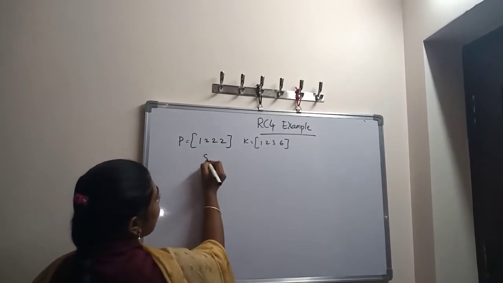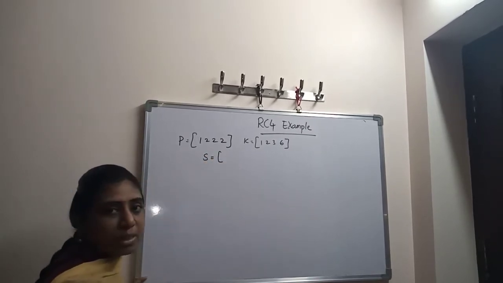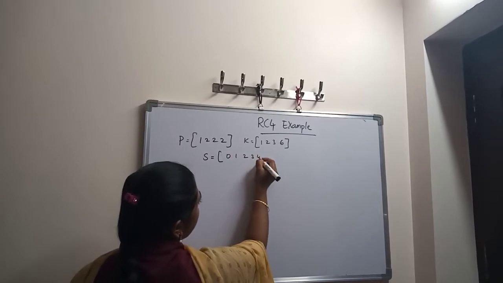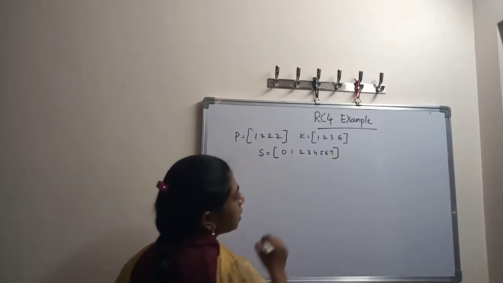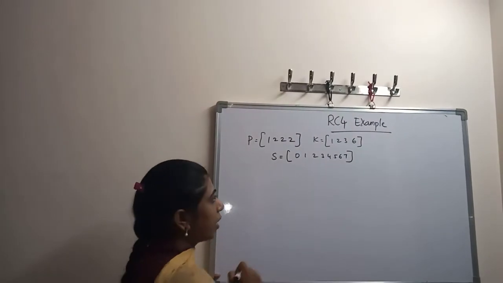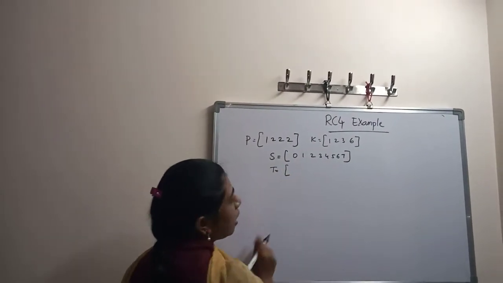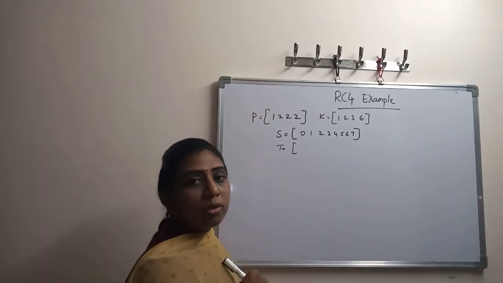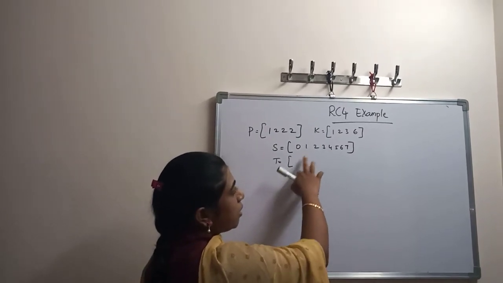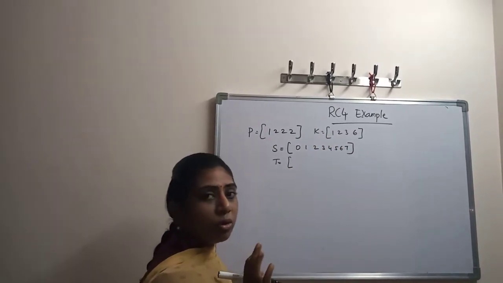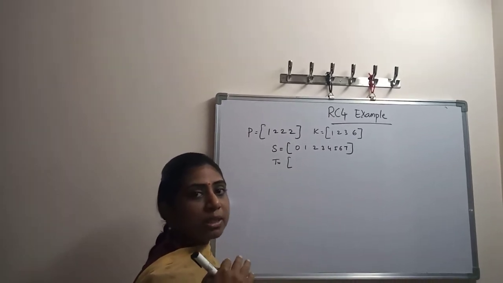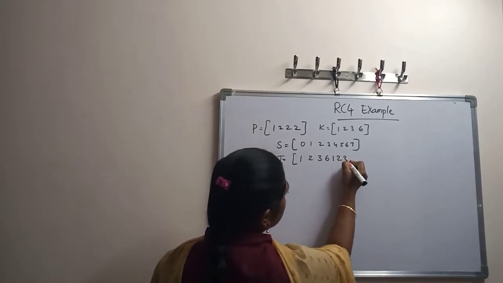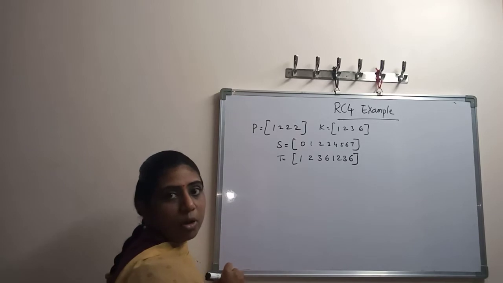Now we are going to write our initialization vector, that is S, which will be represented with a vector. This vector will contain the values 0 to 7, since we are taking 8 numbers. We are also going to take a temporary vector, which should be equal to the initial vector. If the key length is not equal, we take the number of bits that are equal to that, like 1236 and 1236, so you will get 8 numbers.